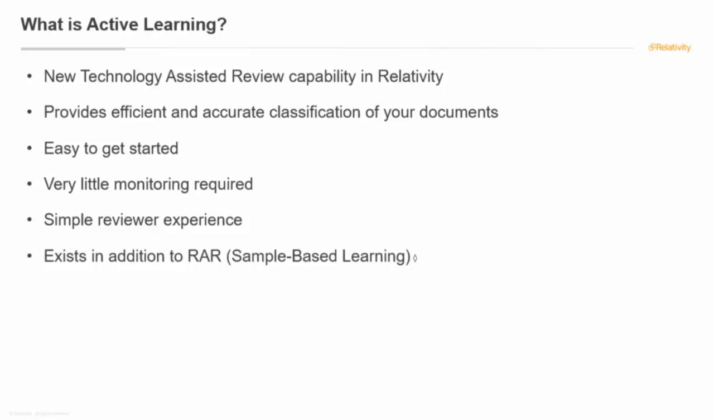We built this product in addition to our previous TAR product, which is called sample-based learning now. Its nickname is RAR. So both of them exist side by side. I think because of some of the lessons we've learned through the years, we've done a pretty good job of hitting those points, and so we are seeing a lot of adoption of active learning versus sample-based, but both are still available in the product.